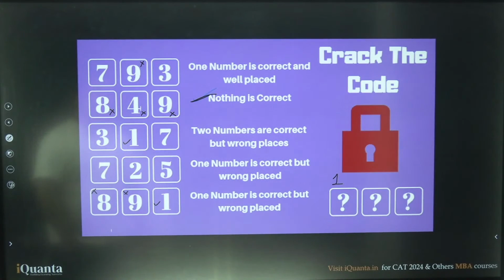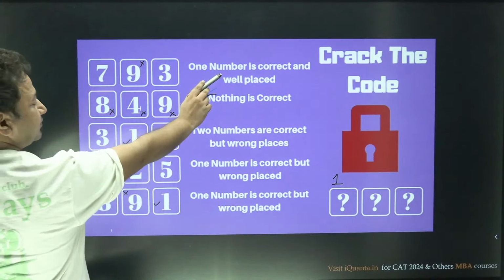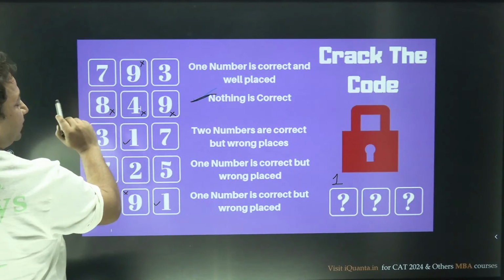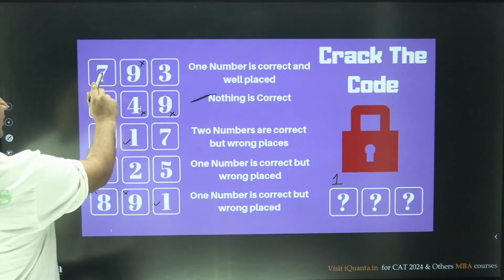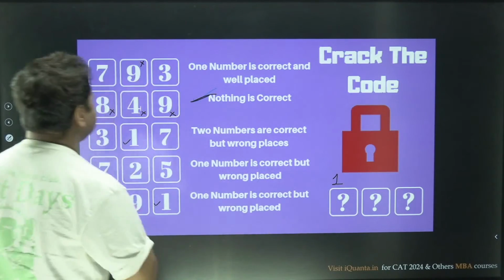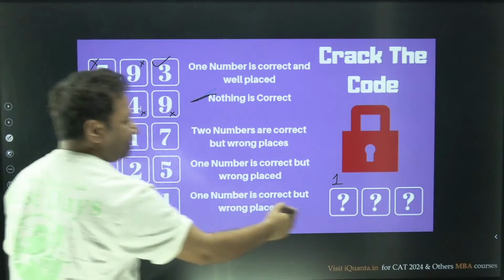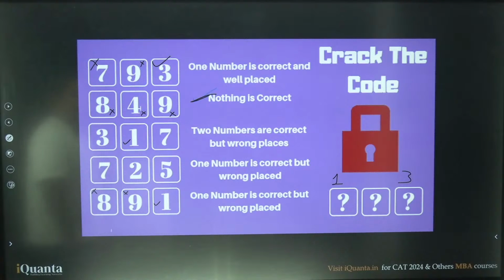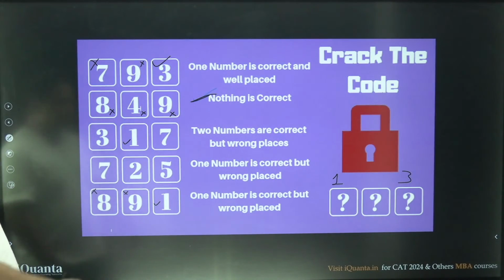What else can we pick now? One number is correct and well placed. Now listen to me. 9 is wrong for sure. If 7 was correct, it would have come in the first position, which is already occupied by 1. That means 7 is wrong, 3 is correct. We'll write 3 over here. Is that clear, everyone? Which also satisfies this.